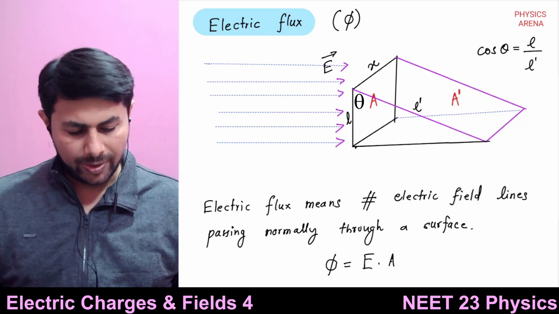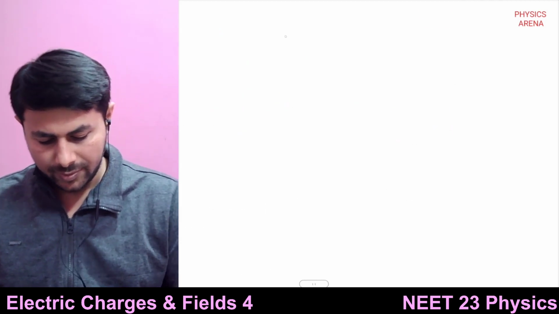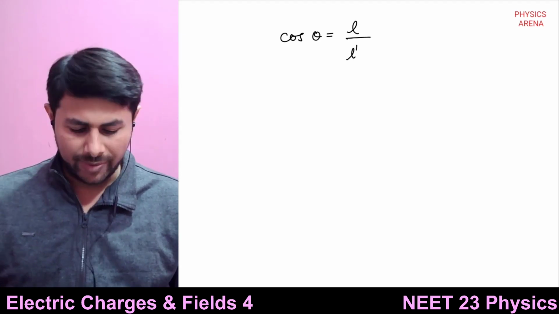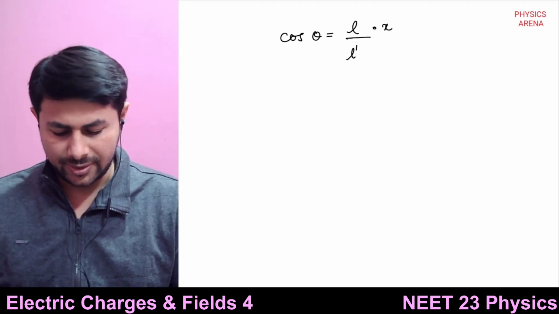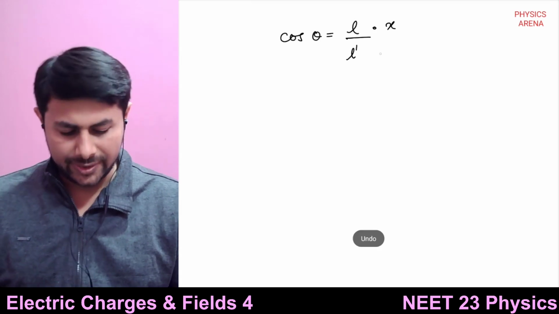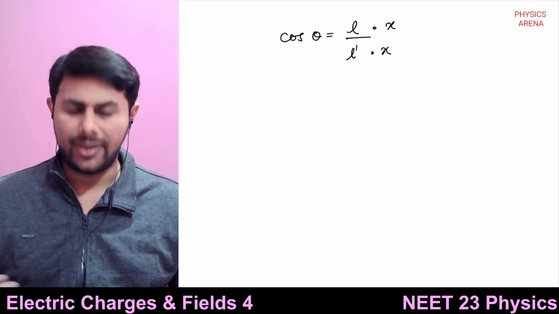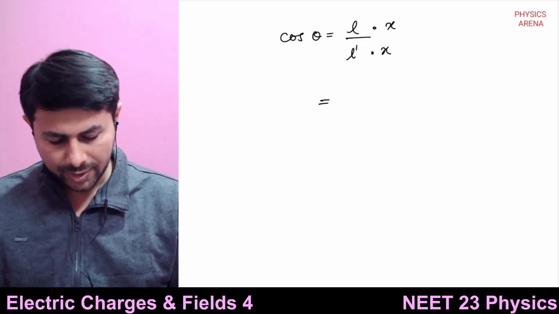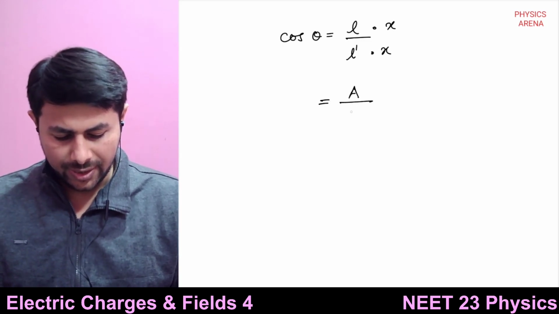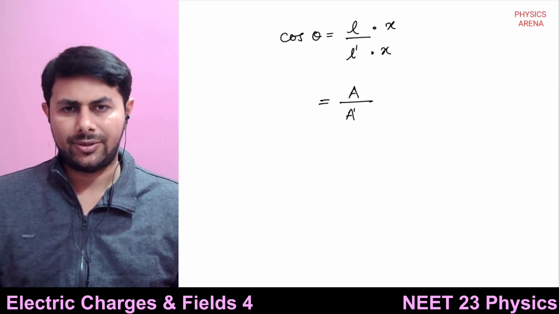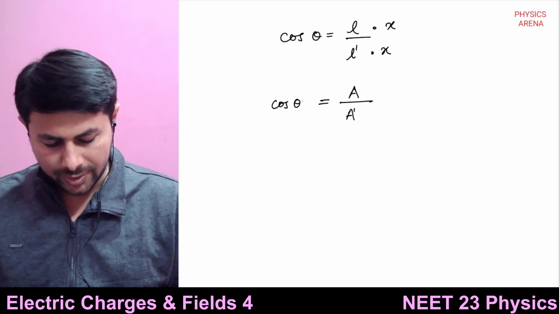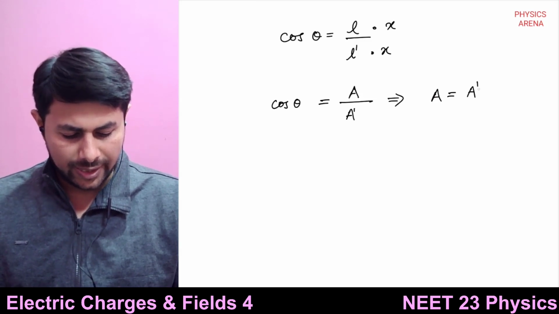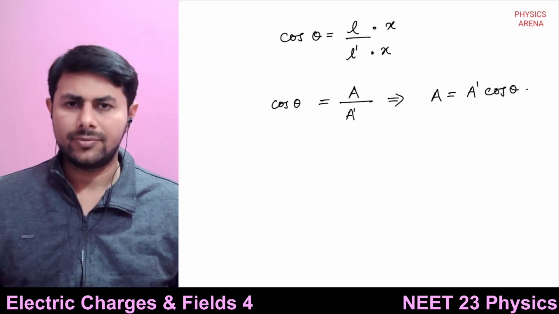So now if I multiply the right hand side by x, numerator I will multiply by x, denominator I will multiply by x. So what do I get? In numerator I get A, in denominator I get A dash. Okay, and that means A is equal to A dash cos of theta.